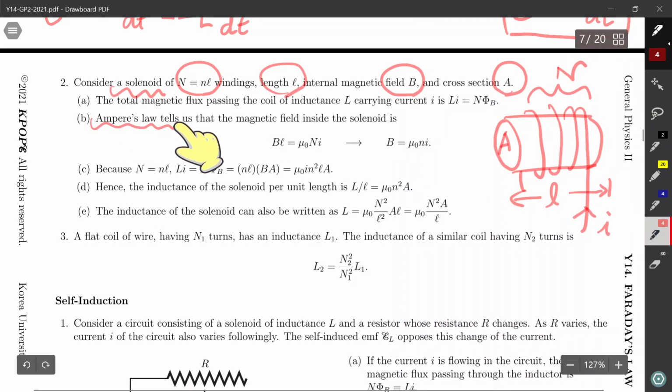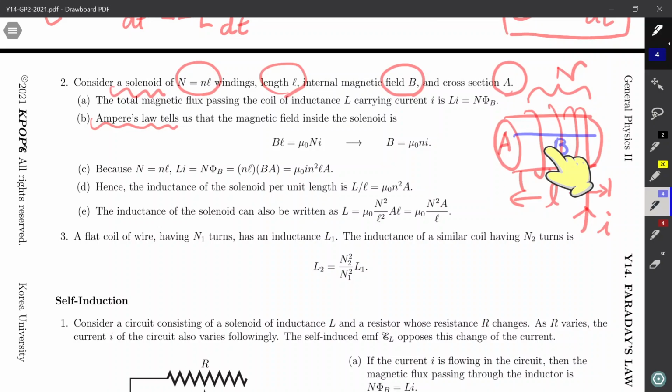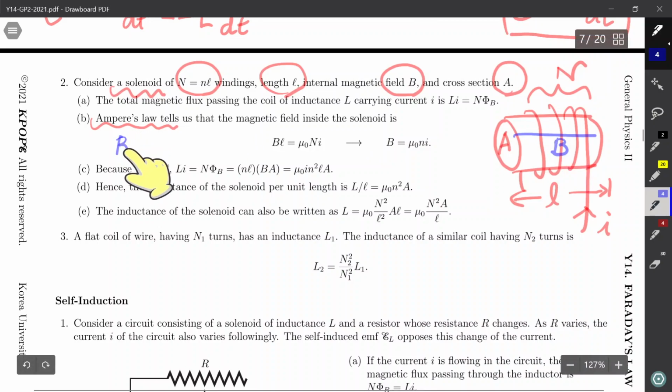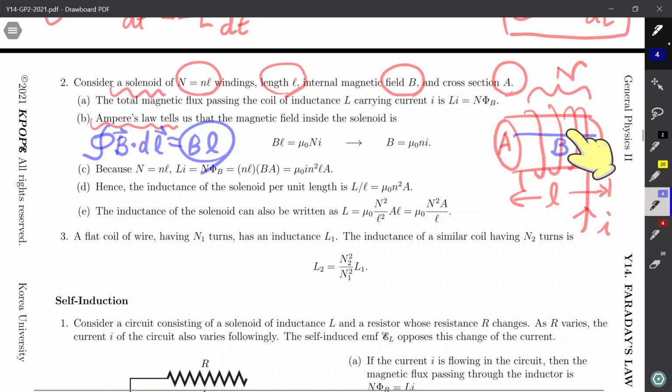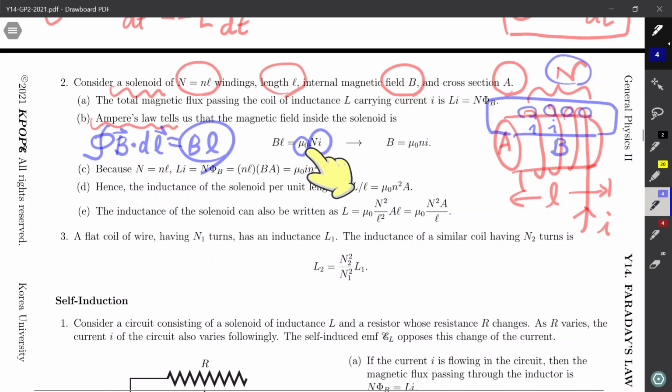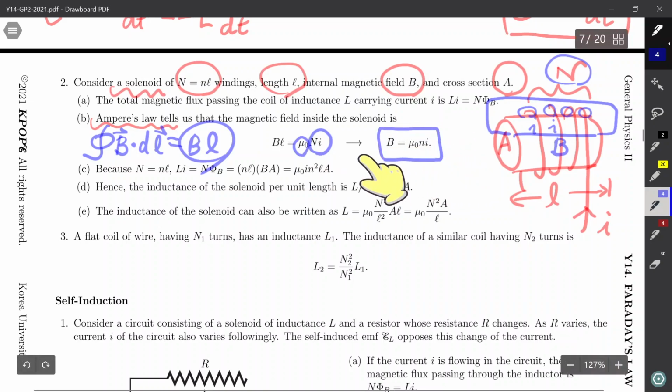Ampere's law can be used because the magnetic field is only inside, and outside we assume the magnetic field is vanishing. B dot dl, our closed path is just BL. And the Amperian loop is this one. We have current I, and there are N turns, and mu 0 I enclosed is mu 0 capital N I. Therefore, the magnetic field is like that.